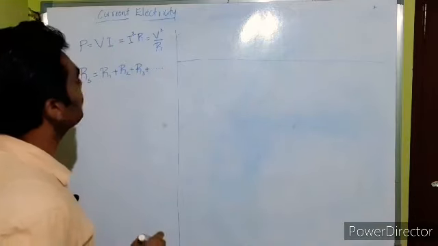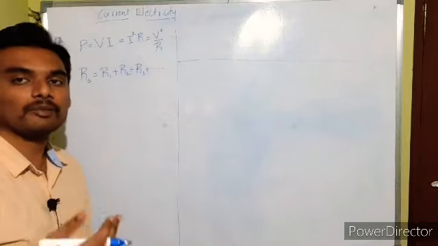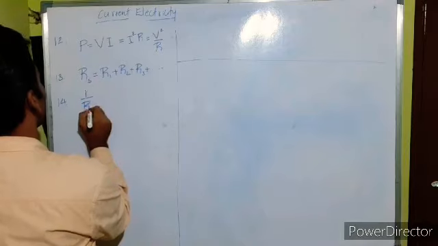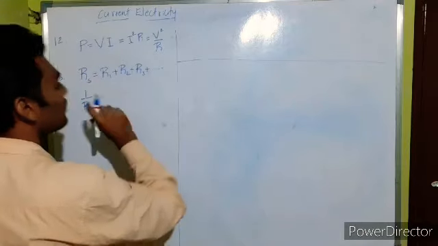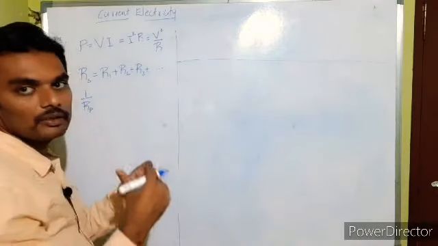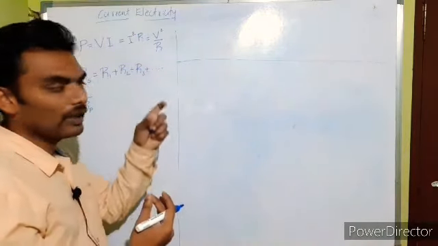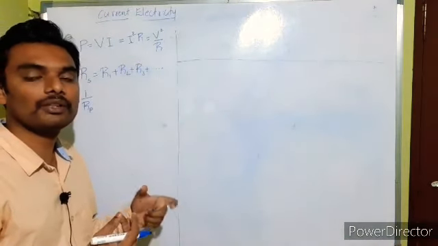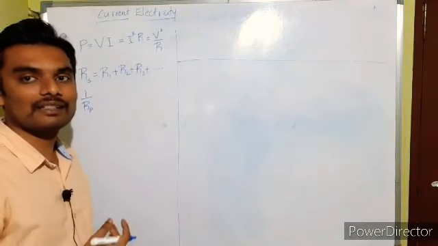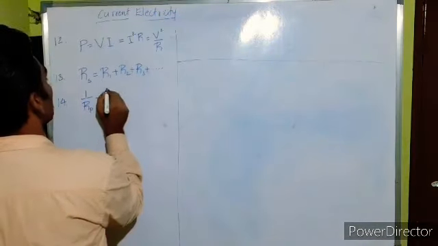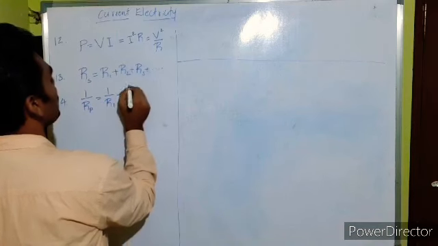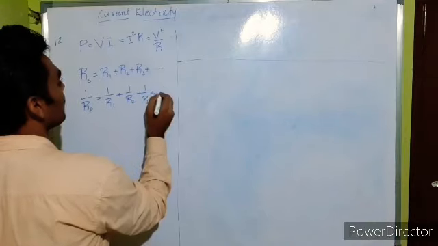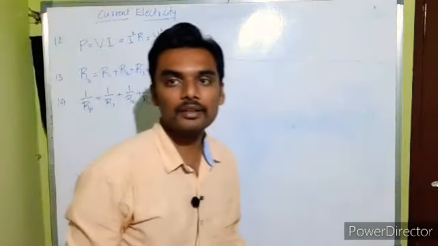Similarly, when we have n number of resistors connected in parallel, then 1 by Rp, where Rp is the effective resistance of the combination, equals 1 by R1 plus 1 by R2 plus 1 by R3 and so on. Rs is the effective resistance of the combination when you have n resistors connected in series.